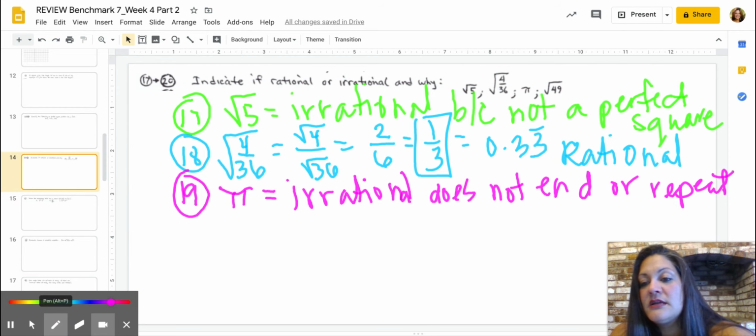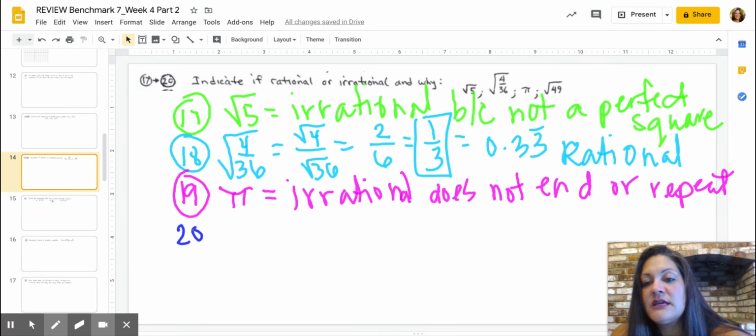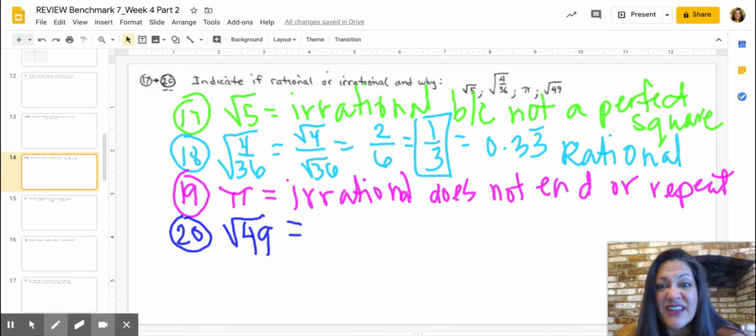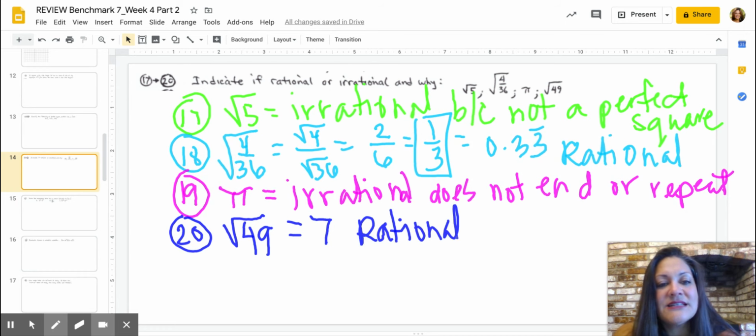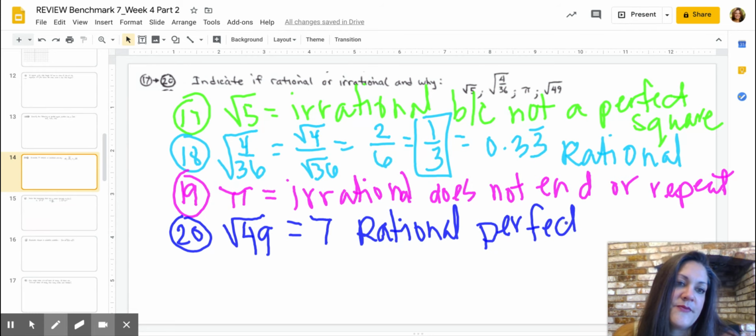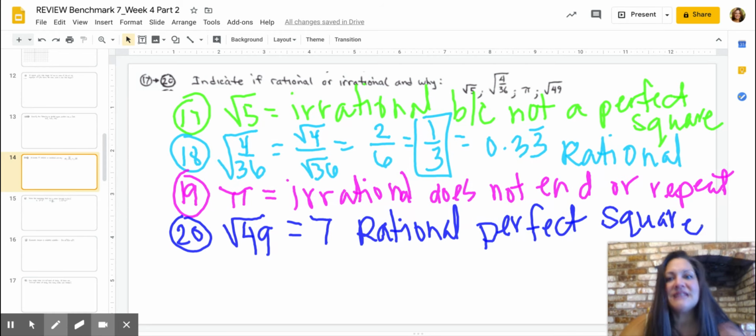And number 20, square root of 49. Well, the square root of 49 is 7. So yes, that is rational because it is a perfect square. Okay, 17, 18, 19, and 20.